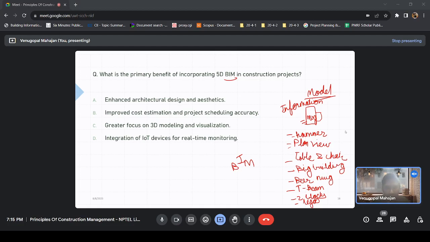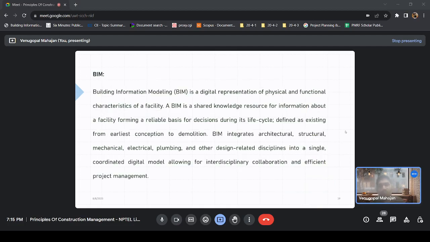Okay, so now coming to the definition of BIM: digital representation of all the characteristics of the facility, a shared knowledge resource. It should give you the information about what it is. And why? For decision making, a reliable basis for decision making. For how long? For the complete life cycle of the project. Life cycle means cradle to grave or cradle to cradle, existing from earliest conception to demolition.